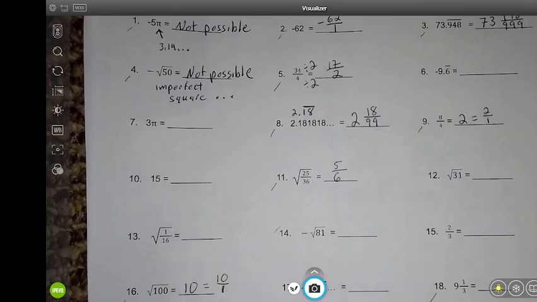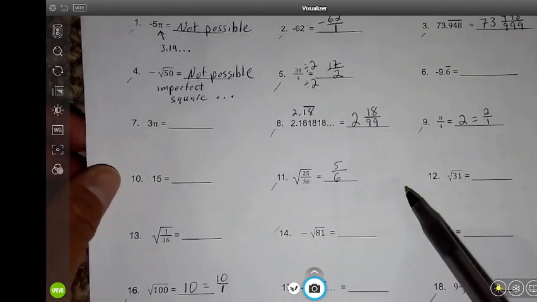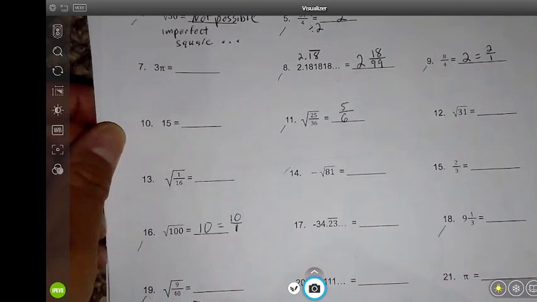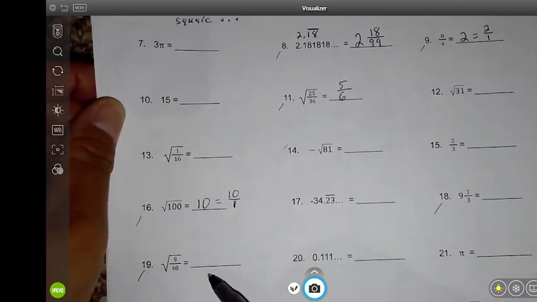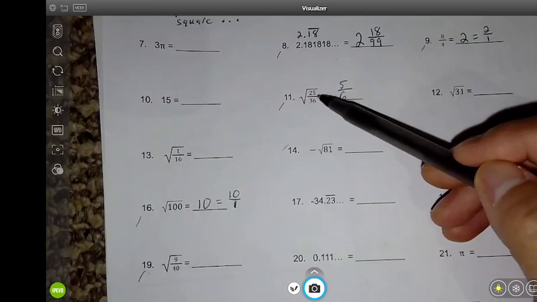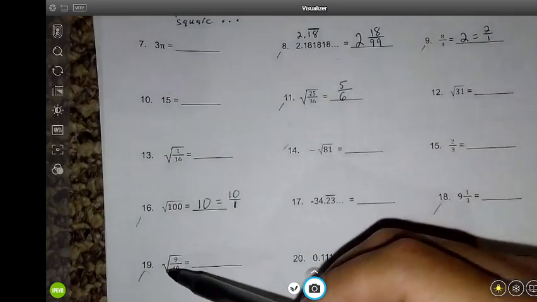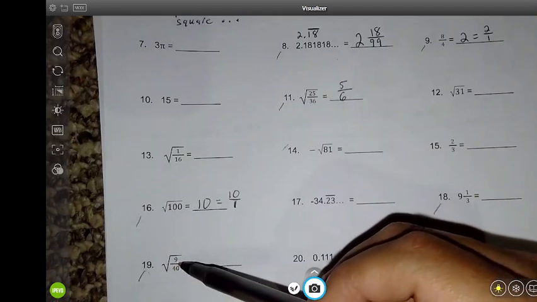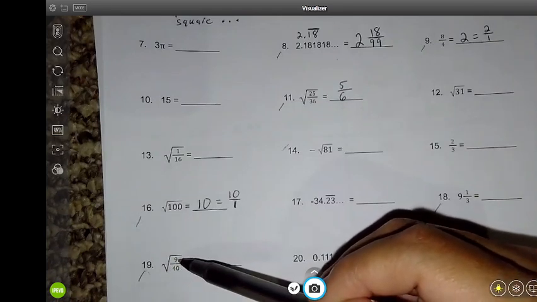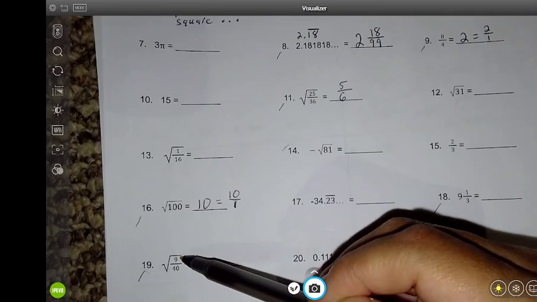Let's do another one. Alright, so we just did 11. Let's compare 11 to number 19. In number 11, both of them were perfect squares. We took the square roots of both. In number 19, let's look at our notes with the perfect squares, those flaps. 9 is on that page. 9 is a perfect square.